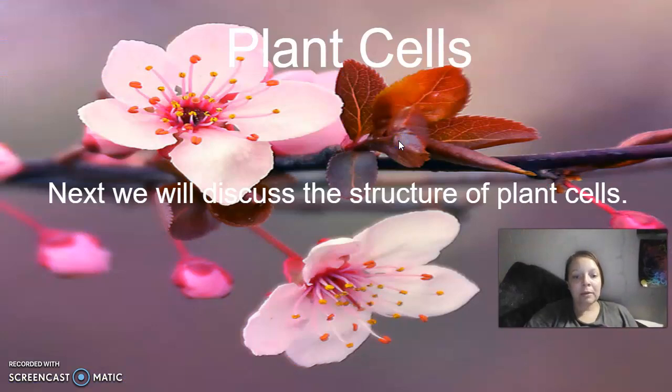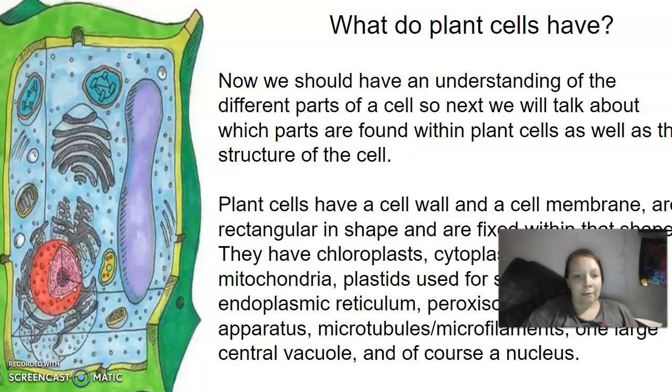Plant cells. Next, we will discuss the structure of the plant cells. So what do plant cells have? Now that we kind of understand the different parts and structures of a cell, next we will talk about which parts are found within just the plant cells, as well as the structure of the cell. So plant cells have a cell wall and a cell membrane. They're rectangular in shape and are fixed within that shape. They have chloroplasts, cytoplasm, ribosomes, mitochondria, plastids used for storage, an endoplasmic reticulum, peroxisomes, a Golgi apparatus, microtubules, microfilaments, and one large central vacuole, and of course its nucleus.